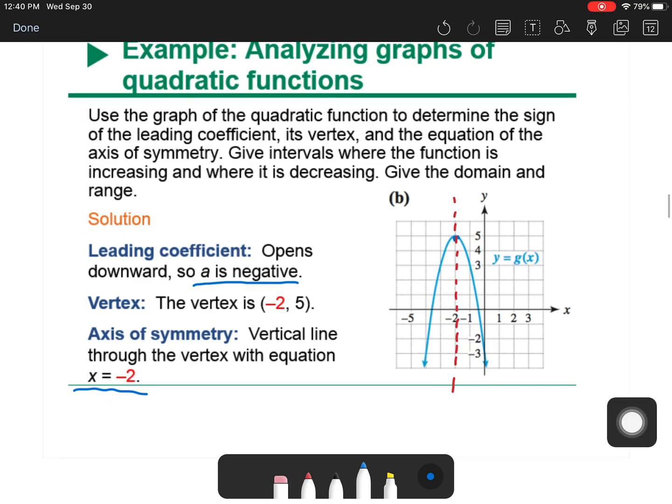Okay, so here they're just analyzing some things. Right here it says use the graph of the quadratic function to determine the sign of the leading coefficient. Well, it's opening downward, so it's negative. Find its vertex, so we can just locate that here. It's left 2 and up 5, so negative 2, 5 would be the vertex. And then the axis of symmetry is always the vertical line x equals whatever this x coordinate is. So x equals negative 2.